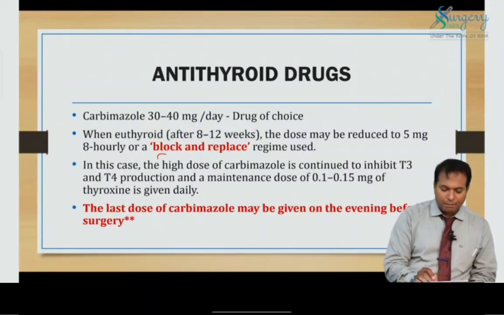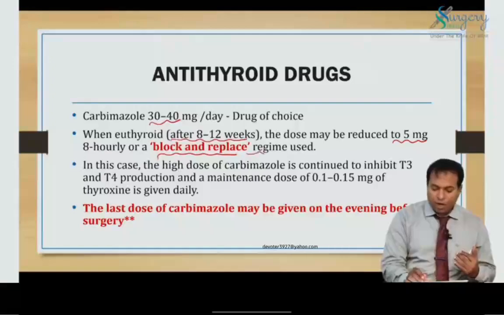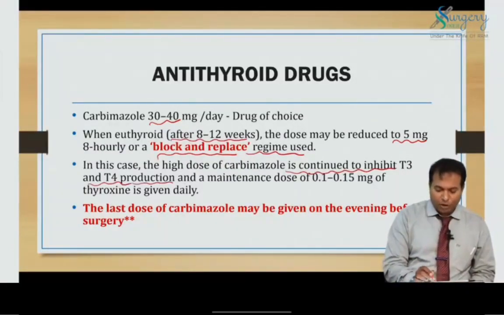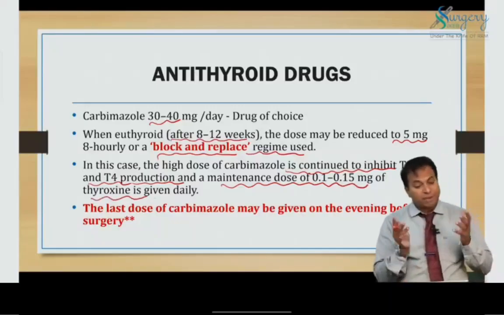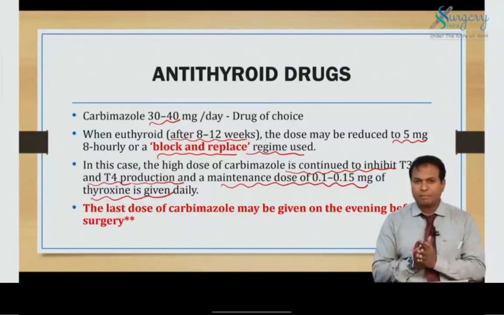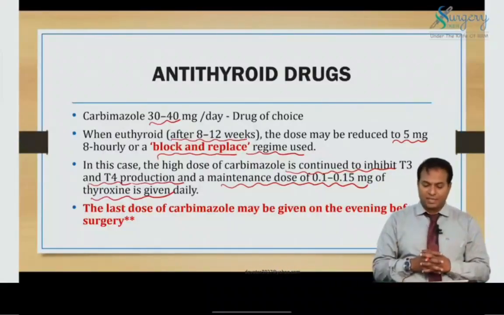So block and replacement therapy is a typical final year viva question. When the patient becomes euthyroid after 8 to 12 weeks, the dose can be reduced from 30 mg to 5 mg, and we give a block and replacement regimen. In this case, the high dose of carbimazole is continued to inhibit T3 and T4 production, and the maintenance dose of thyroxine is given after the patient becomes euthyroid. For a thyrotoxic patient before we take them for surgery, in that meanwhile gap, we combine the drugs. Simply, you just tell: I will combine antithyroid drugs with thyroxine for this patient. That is known as block and replacement therapy.